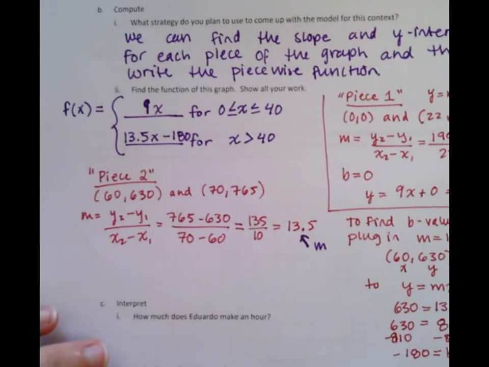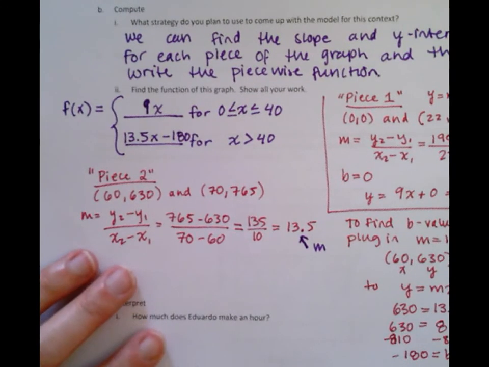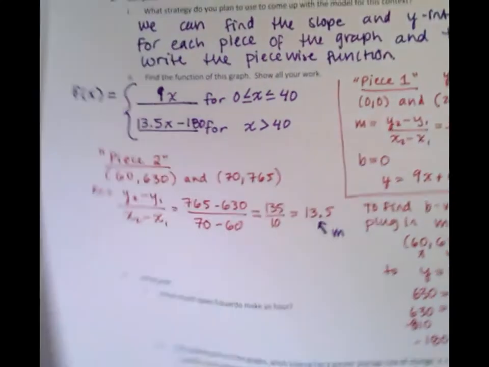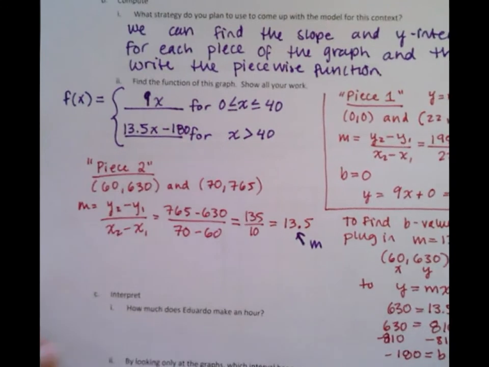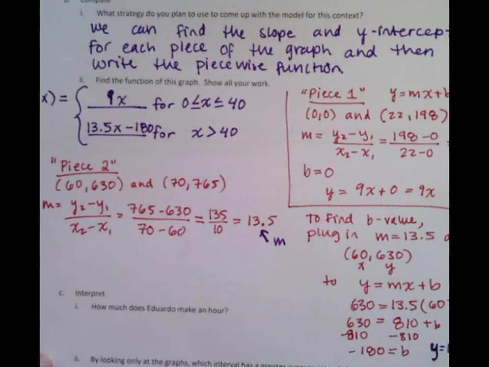What I want you guys to do now is go back to the original question, which was, should he switch to a salaried position making $480 a week? Should he switch back to that, or should he stick with his current model? Think about how you could use this equation to answer that question. And we're also going to do some more practice with this in class.